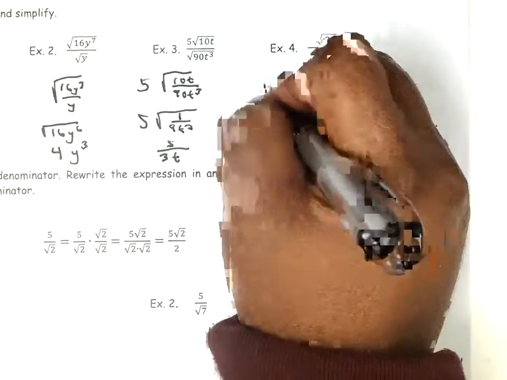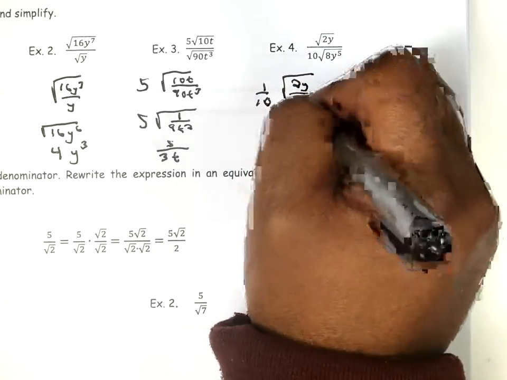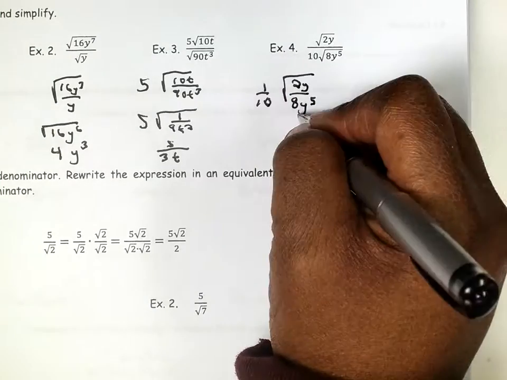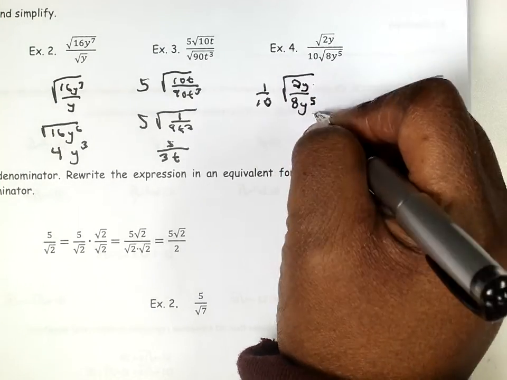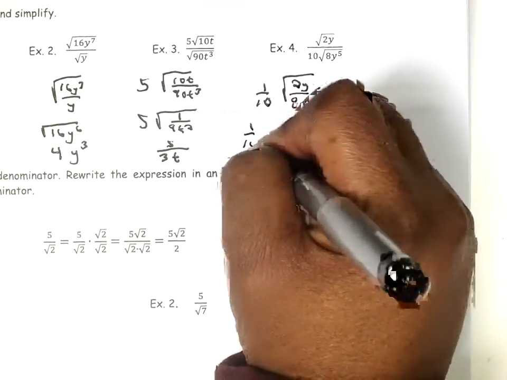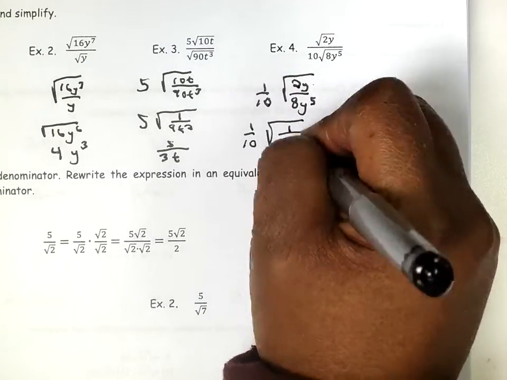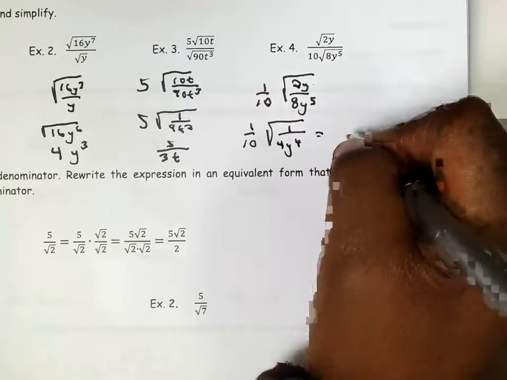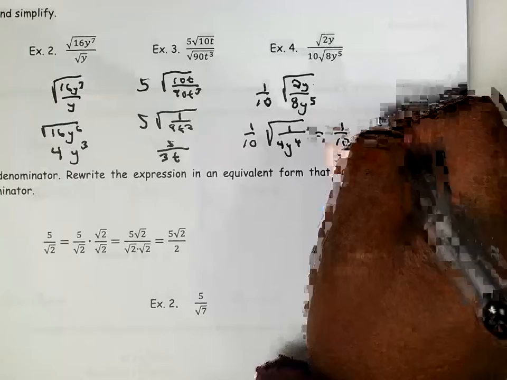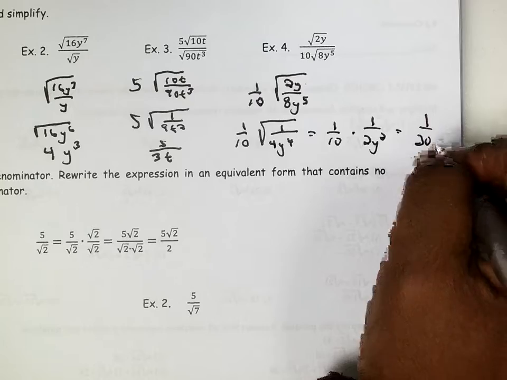And then number 4, again, that 10 down there is outside the radical, so I'm going to pull it to the side, and then we'll multiply it back in later. So 2y over 8y to the 5th. 2 over 8 reduces to 1/4. y over y to the 5th is 1 over y to the 4th. So this is 1/10 square root of 1 over 4y to the 4th. And again, that's a perfect square on the bottom. So it's just going to be 1/10 times 1 over 2y squared, or 1 over 20y squared.